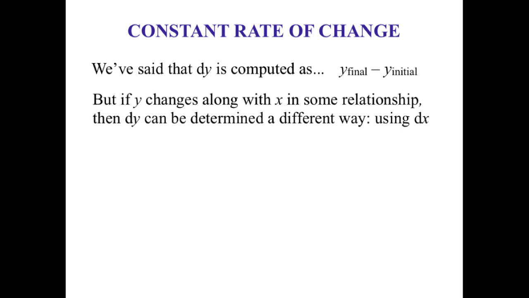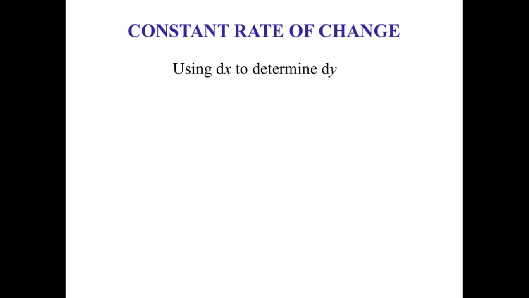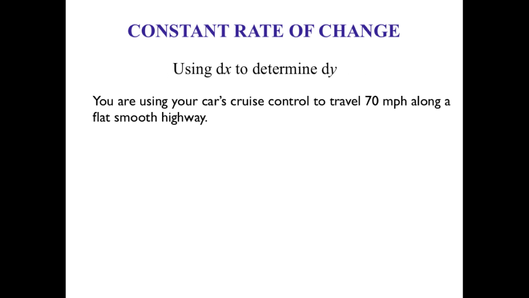So this is going to be the way we think about and understand constant rate of change. Constant rate of change is about how two quantities change together, a very specific way that two quantities change together. So, using dx to determine dy. Here's an example. You're using your car's cruise control on a straight, flat, smooth highway, and you set it to 70 miles per hour. Okay, 70 miles per hour. That's a constant rate of change in this scenario.